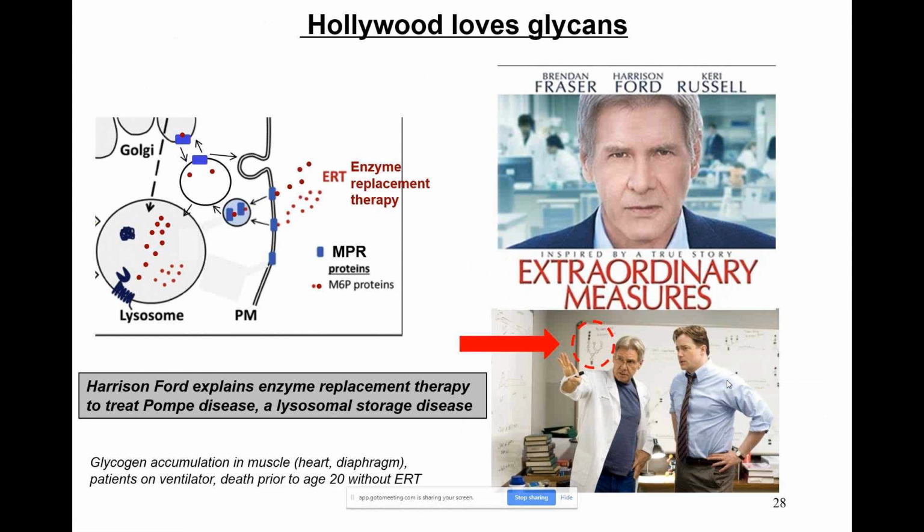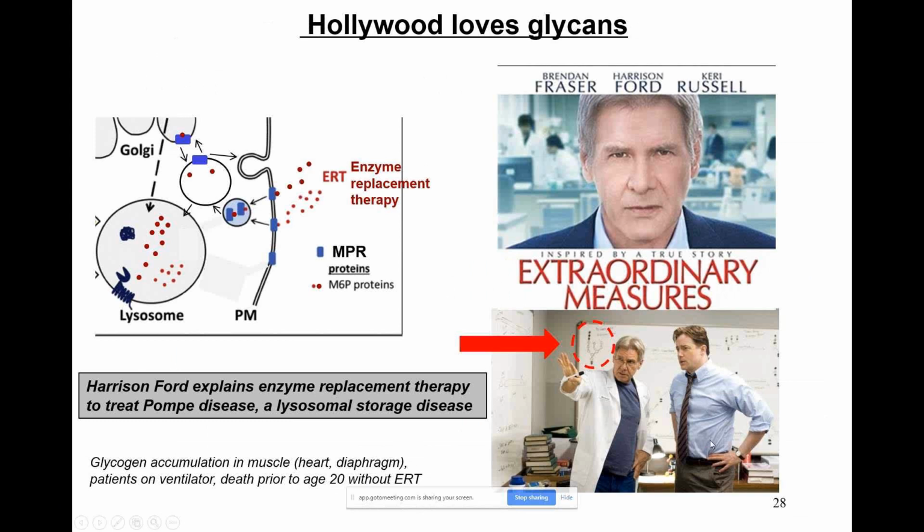Pompe disease is a lysosomal storage disease in which glycogen accumulates. So these patients are defective in a particular glucosidase and they can't degrade glycogen. The defect in these patients is quite severe because it affects muscle. So it affects the heart and the diaphragm. Oftentimes these children have to go on ventilators when they're in their early teens, or if not early. And death usually comes quite early without enzyme replacement.